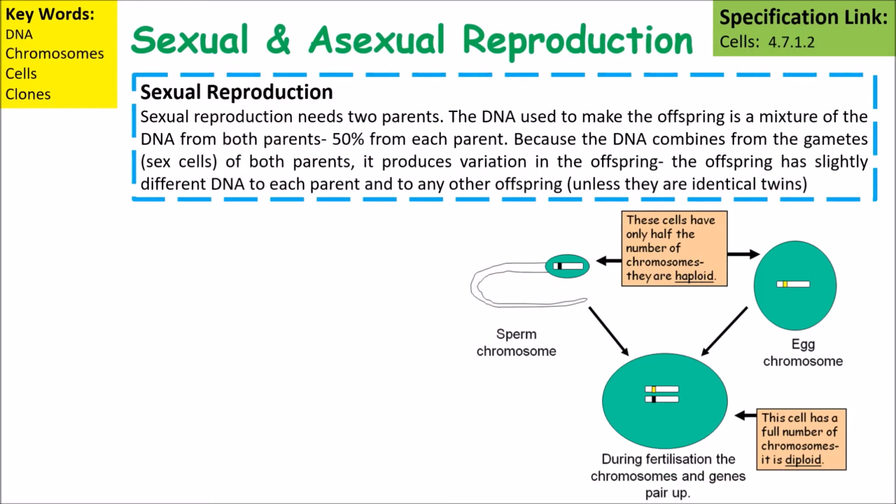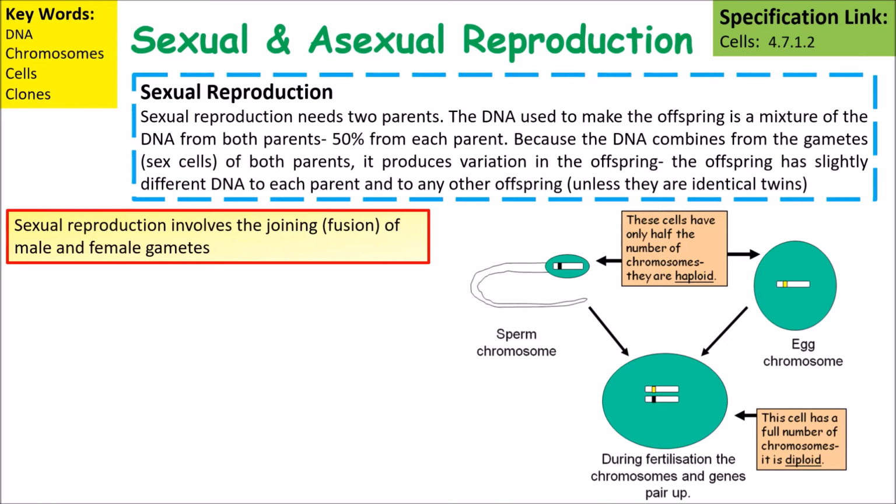So, sexual reproduction needs two parents. The DNA used to make the offspring is a mixture of DNA from both parents, so 50% from each parent. Because the DNA combines from the gametes, the sex cells of both parents, it produces variation in the offspring. The offspring has slightly different DNA to each of its parents and from each other unless they are genetically identical twins.